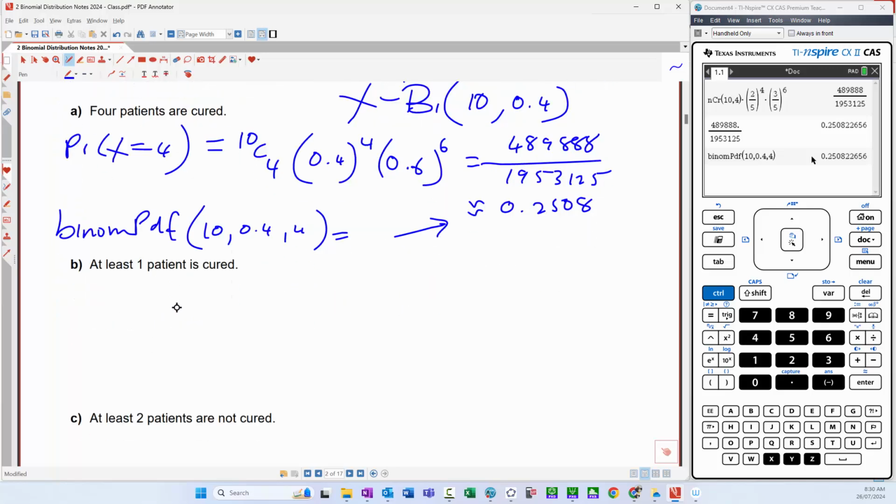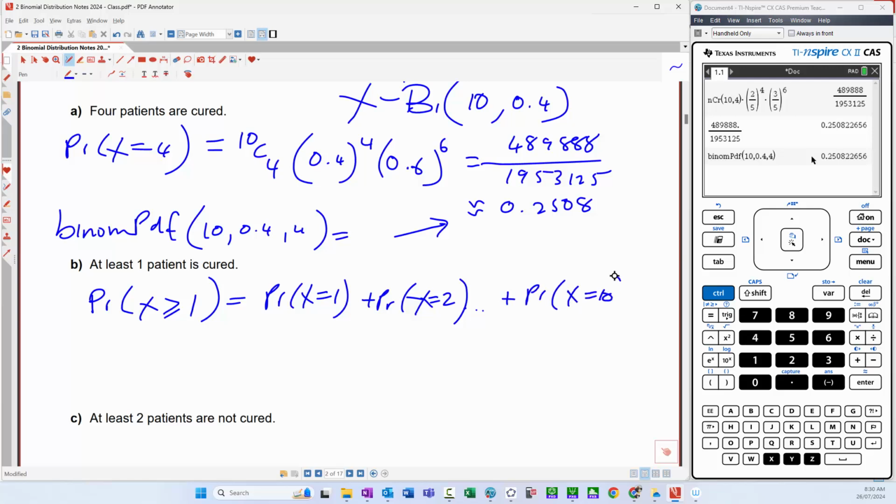Okay, at least one patient is cured. Now there's again a couple of ways of doing this, but what we're looking for is the random variable being greater than or equal to 1, which means that what we're looking at is the random variable being equal to 1 plus the random variable equaling 2 plus the random variable equaling 10. All right, so that would be a lot of calculations, okay?